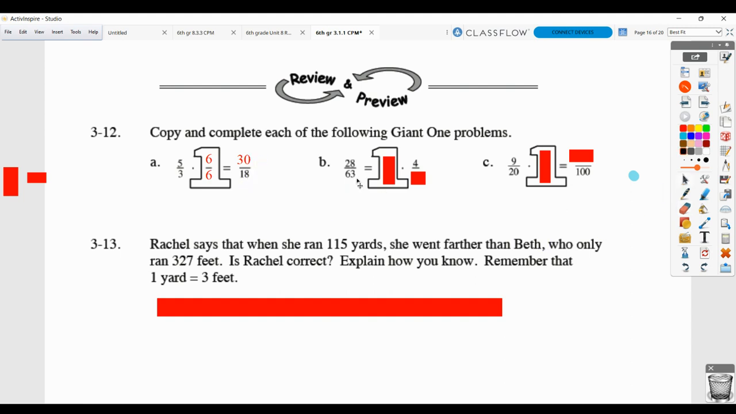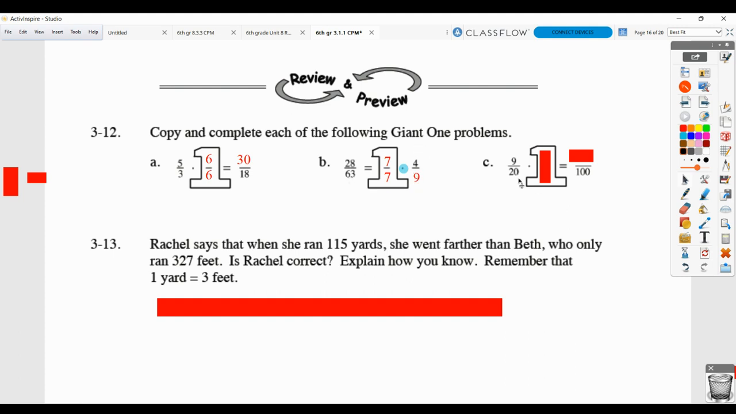Here, we're saying to ourselves, what times 4 is going to give us 28? Because notice this is where the multiplication dot is. So even though it's on the right side, it is equivalent. So 4 times what equals 28? Well, that would be 7. Again, if the numerator is 7, the denominator has to be 7. So what number multiplied by 7 would give us 63? That would be 9. So 4/9 is equivalent to 28/63.